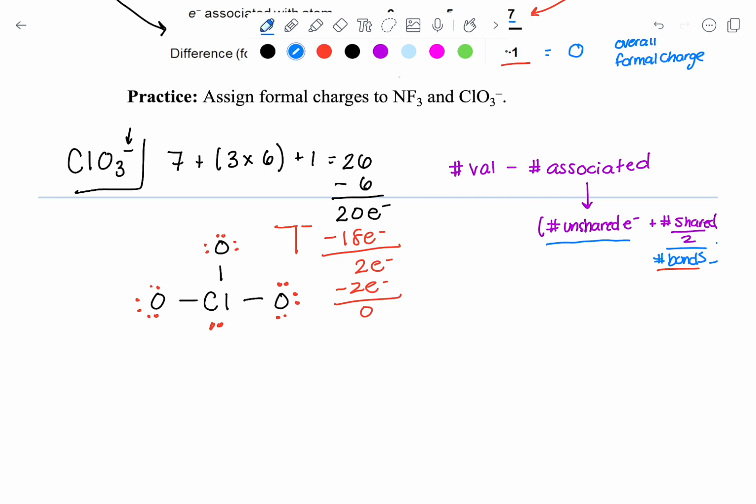Okay, so lucky for us, each oxygen is the same, so we just have to find the formal charge for one of them, because what I do for one can then apply to all of them.